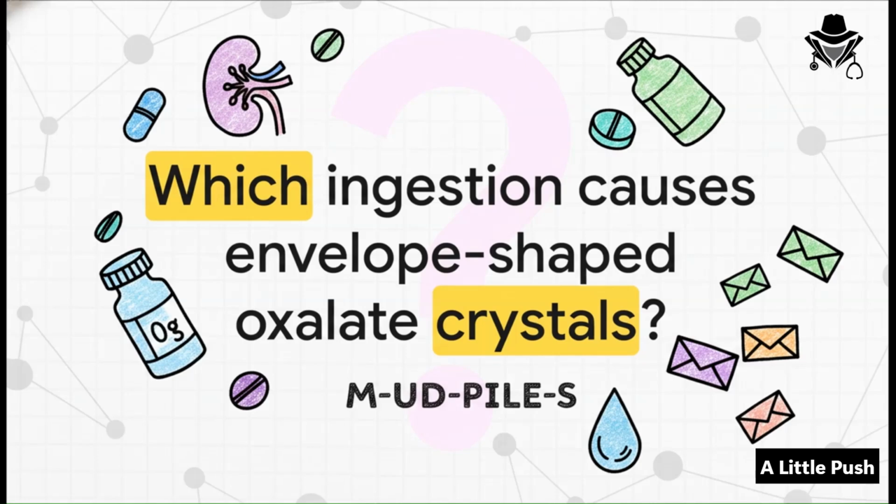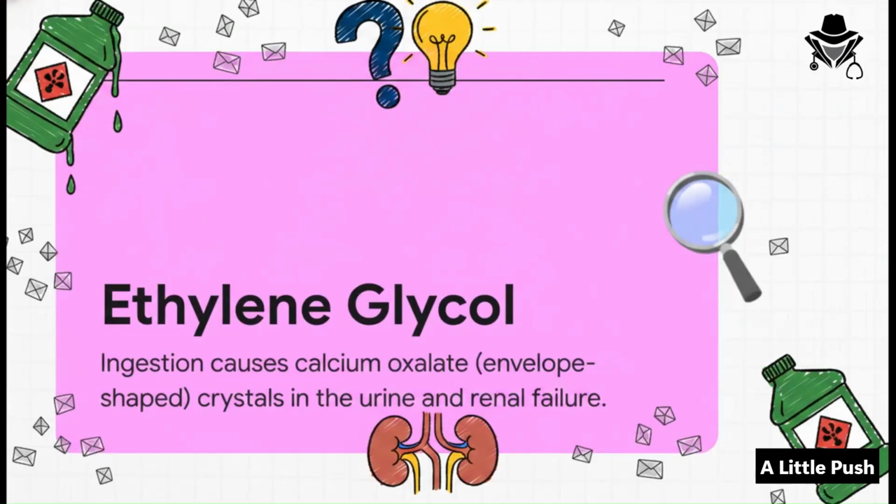All right, time to test your focus with a quick rapid review quiz. Let's see if that high-yield clinical pearl stuck with you. Here is the question. Which MUDPILES ingestion classically causes the formation of envelope-shaped calcium oxalate crystals in the urine? I'll give you a few seconds to lock in your answer. Think about it. And the answer is ethylene glycol. If you remembered the antifreeze and those sneaky little envelope-shaped crystals leading to renal failure, you absolutely nailed it.